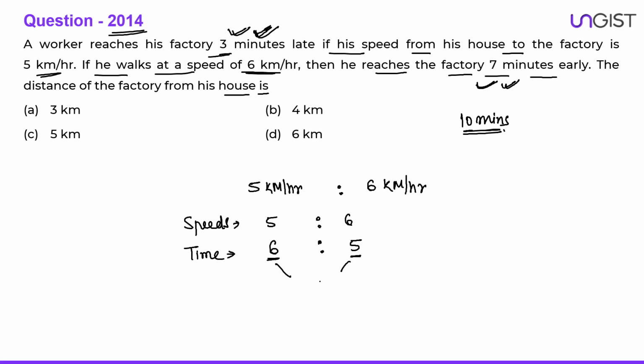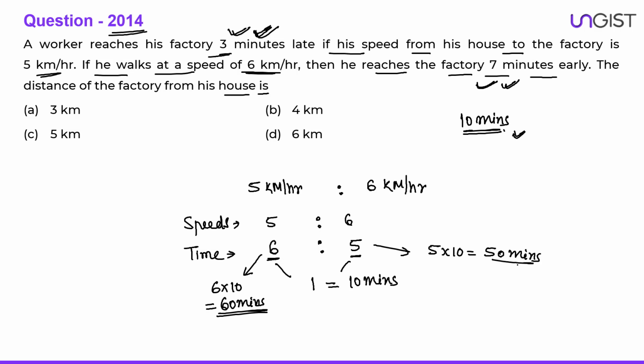So the difference between these two is what? 1 unit, and the difference that we have already found is 10 minutes. So 1 unit is given in the question as 10 minutes. Fine. So 6 units will be equal to what? 6 into 10, this is 60 minutes, right? And here it is 5 into 10, so 5 into 10 is 50 minutes, right? So this is the data that we have extracted from the question. Now, what is the question? The question is the distance of the factory from his house. We need to find the distance.